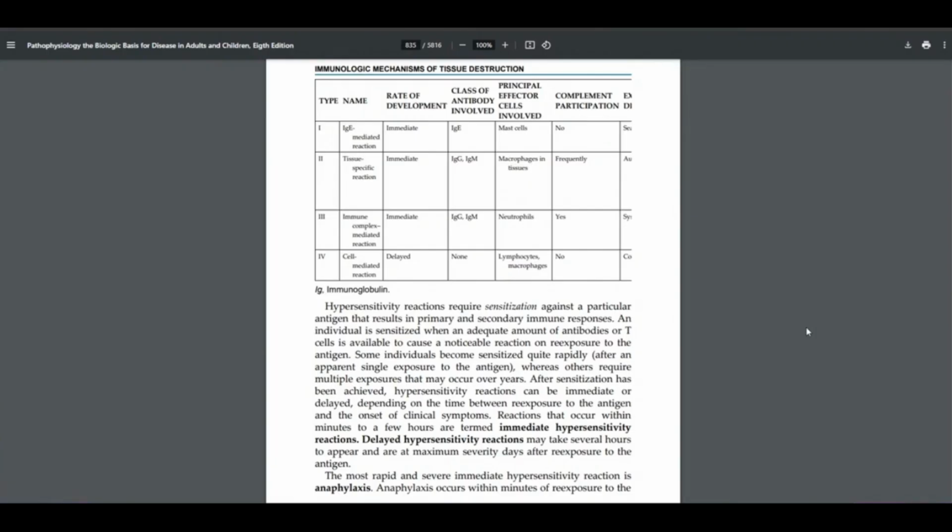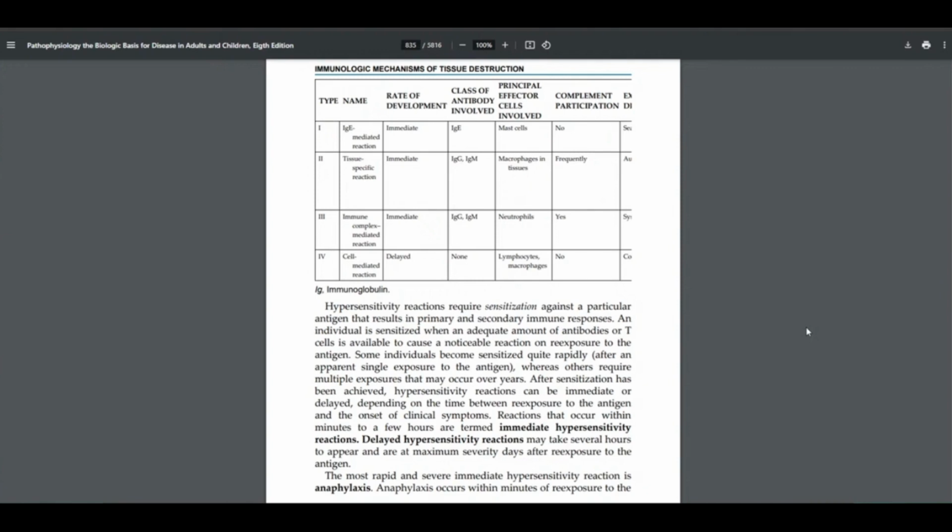Type 2, tissue-specific reaction, is also immediate. It is our IgG and IgM that is mostly involved. The principal effector cells are the macrophages in tissues, and there is a complement participation that is frequently activated.